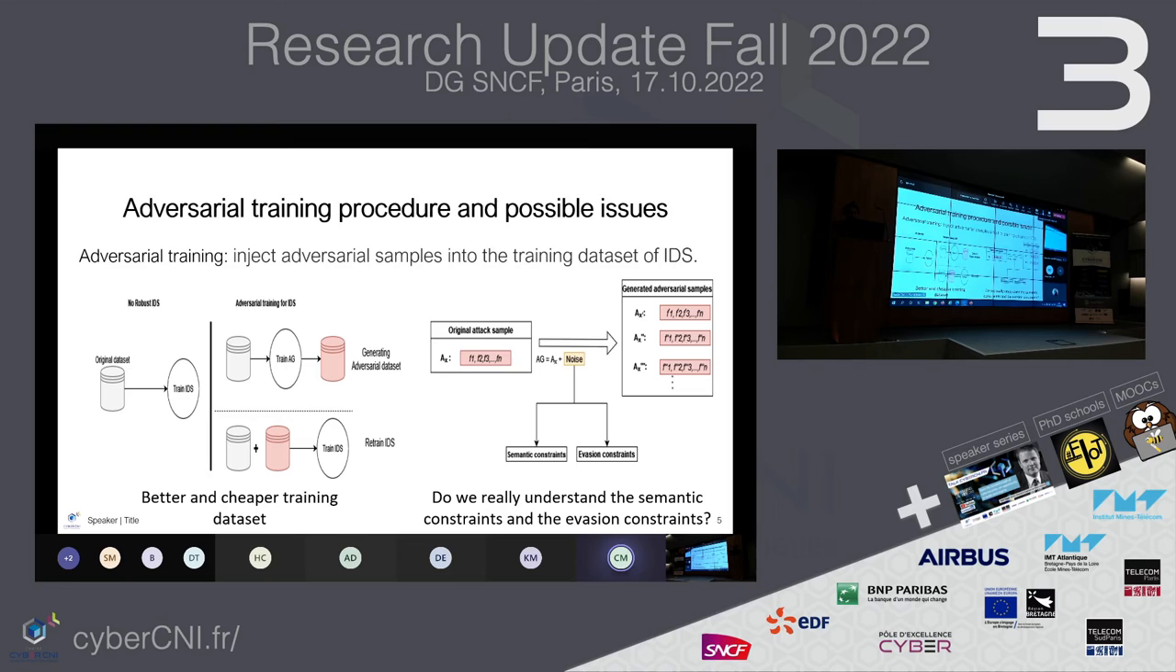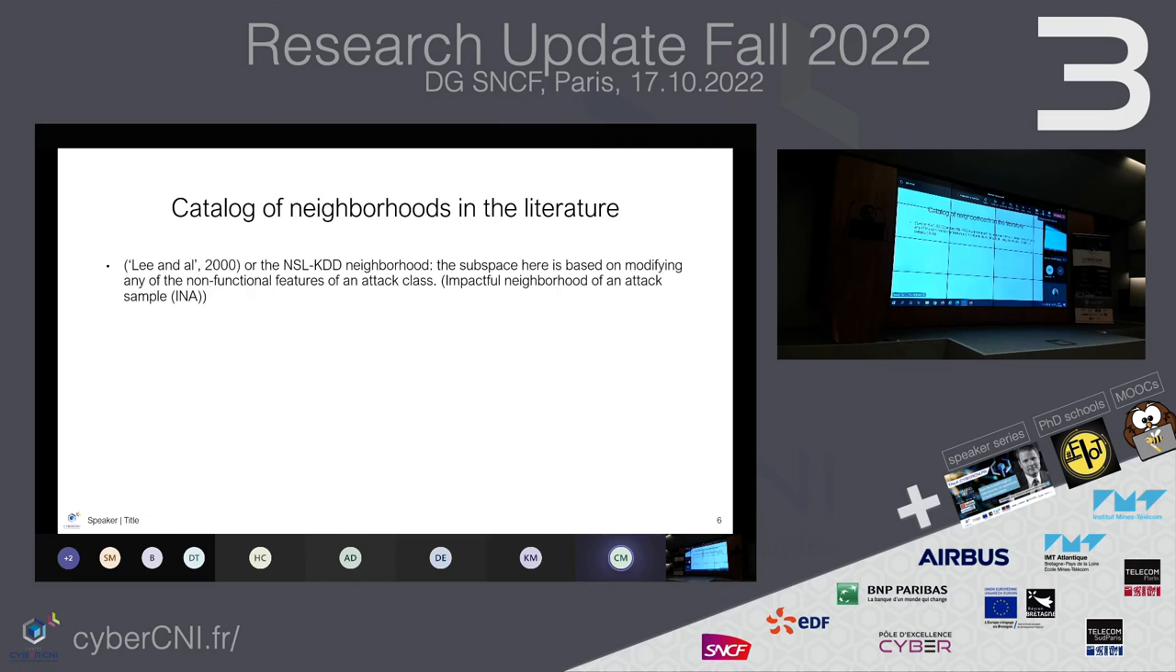But we looked in the literature to find if there's a perfect definition of this neighborhood. What we find in the literature is that we have different neighborhoods. The first one is really specific to NSL-KDD, because the authors of this data set provide what they call the functional and non-functional features of an attack class. So basically, the subspace here is based on modifying the non-functional features of any type of attack class. This is what we called in our latest paper the impactful neighborhood of an attack sample.